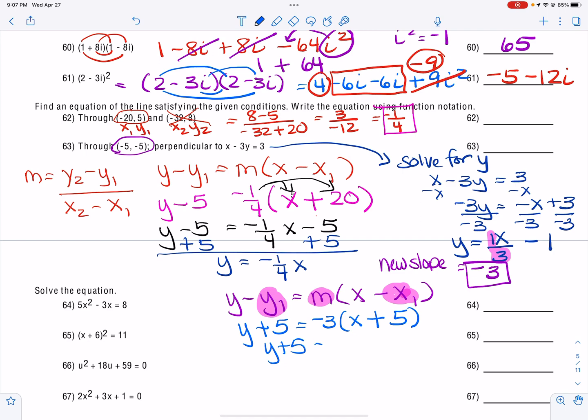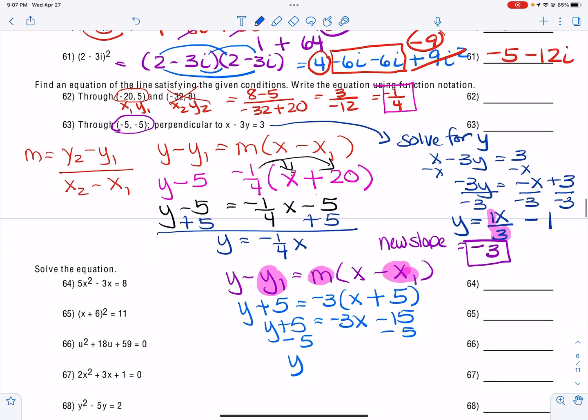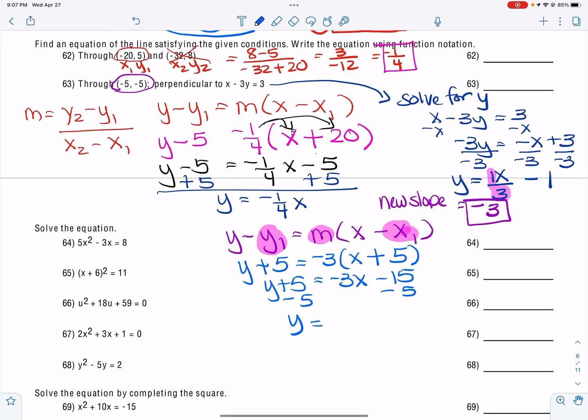And so then I distribute so that I get negative 3x minus 15, and then I'm going to subtract 5, and so my answer is y equals negative 3x minus 20. Now they said to express it in function notation, so all you would do is change that y to an f of x. And so that's going to stop for number 63, and I will make another video for our quadratics.